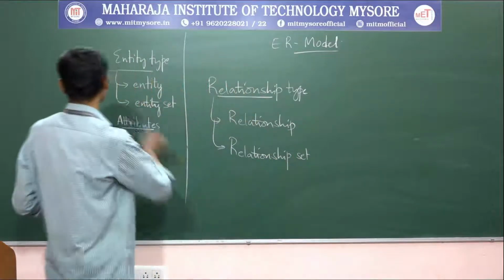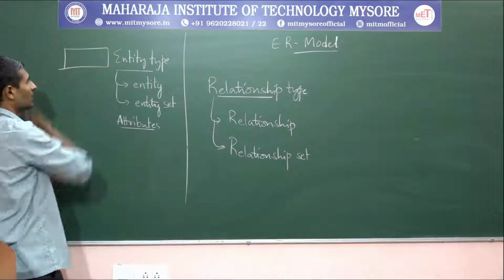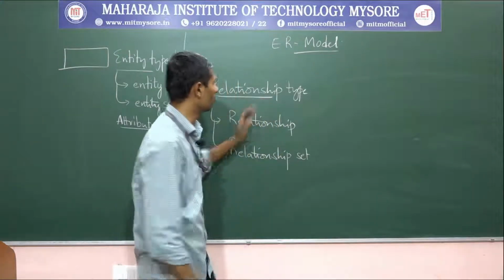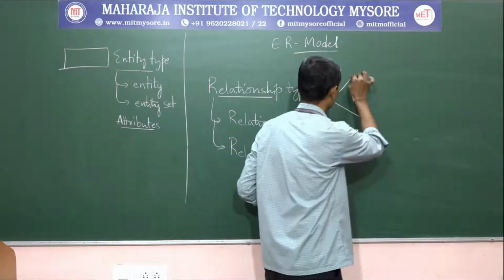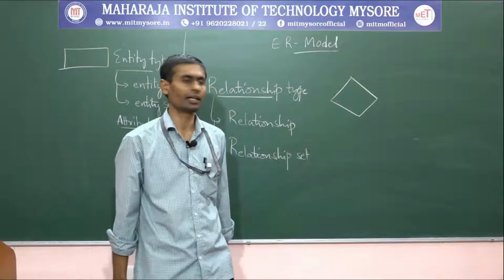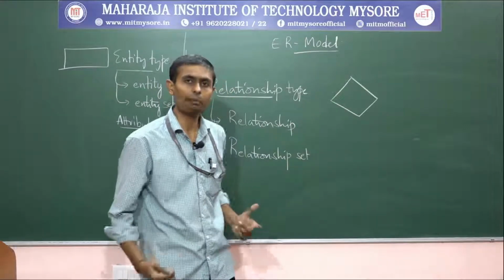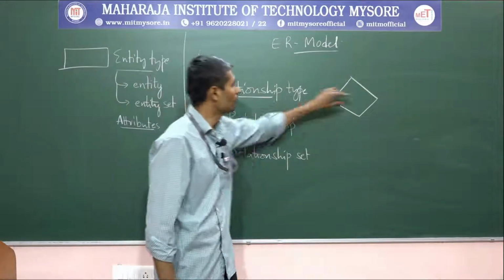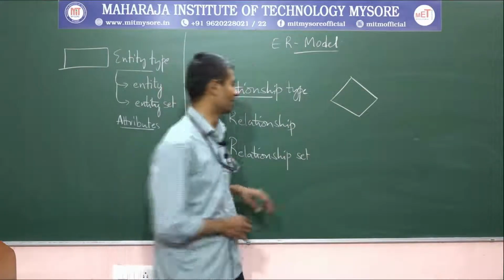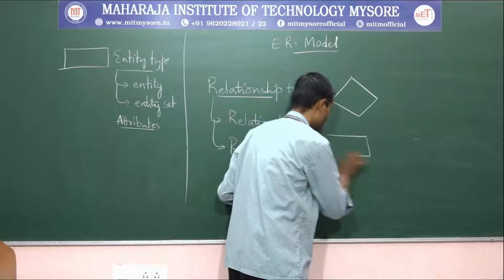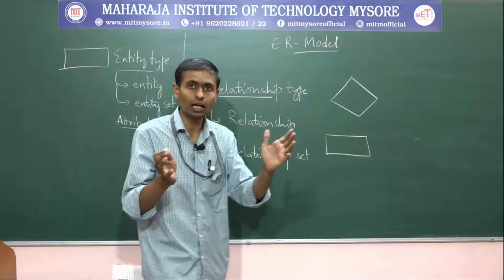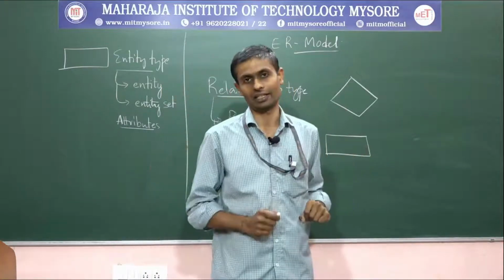Here we used a rectangular box to represent an entity type. For a relationship type, we make use of a diamond-shaped, or rhombus-shaped, symbol. With the help of this, we represent a relationship type, and within it we write a name for that relationship type. The purpose of a relationship is to join, or connect, the entity types.